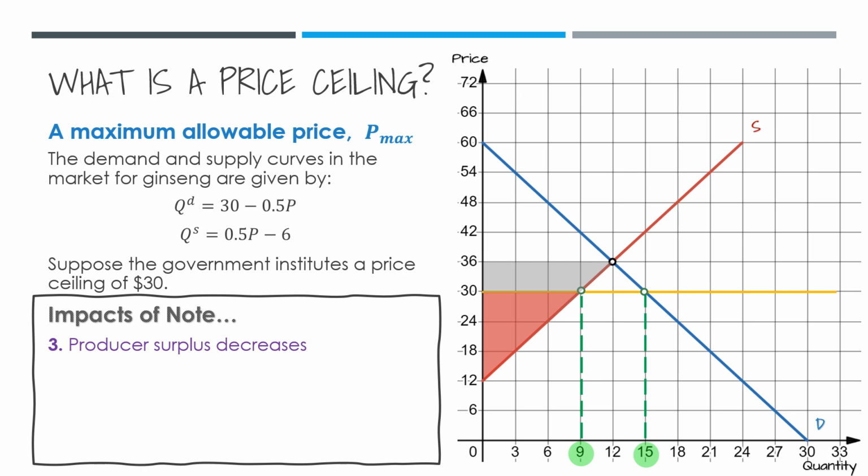If we wanted to compute the area of this producer surplus, we could just use the formula for a triangle. So the producer surplus under this price ceiling is 1/2 times (30 minus 12), which is the height of the triangle, times 9, which is the length of the base. Mathematically, that turns out to equal $81.